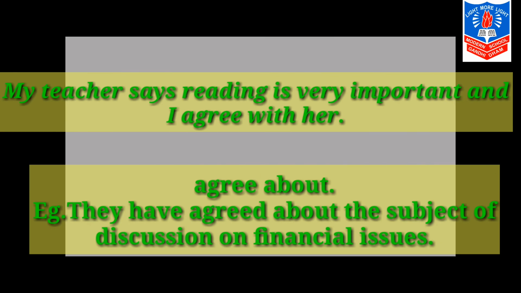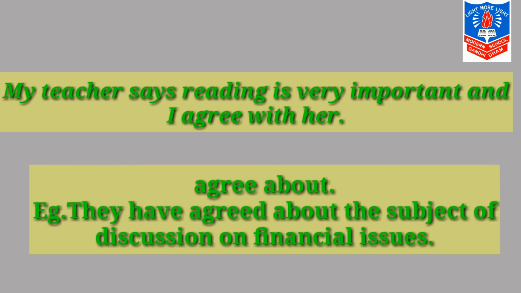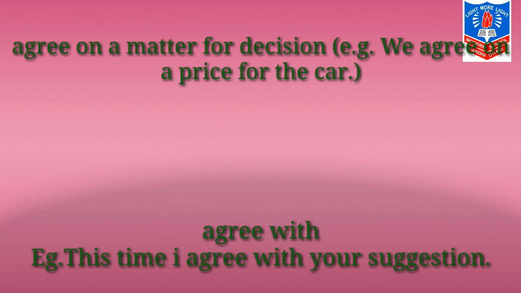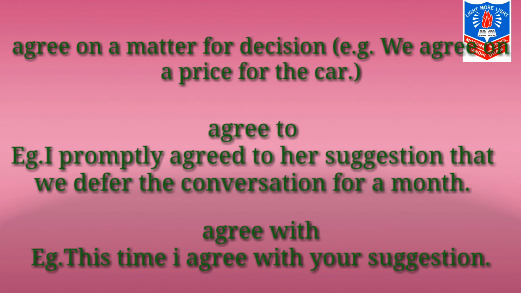Next one is agree with a person or opinion. So the example for this is, my teacher says reading is very important and I agree with her. Next one is agree about a subject of discussion. So the example for this is, they have agreed about the subject of discussion on financial issues. Next sentence is agree on a matter for decision. So the example is, we agree on a price for the car.